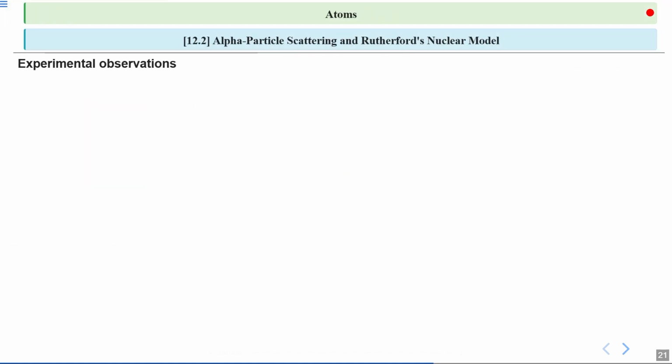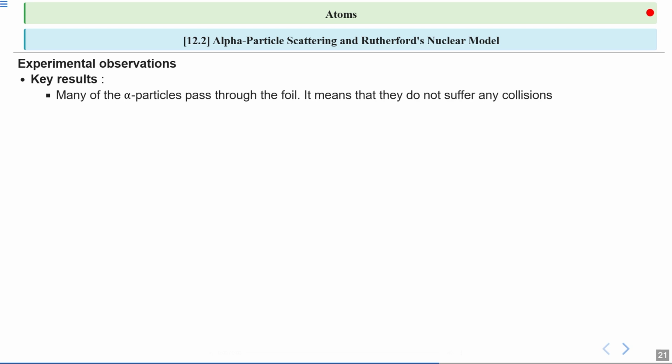Okay, so now we are looking at some key experimental observations about atoms, specifically from the experiment involving alpha particles and thin metal foils. Let's start with the main findings. Many of the alpha particles pass through the foil. It means that they do not suffer any collisions.